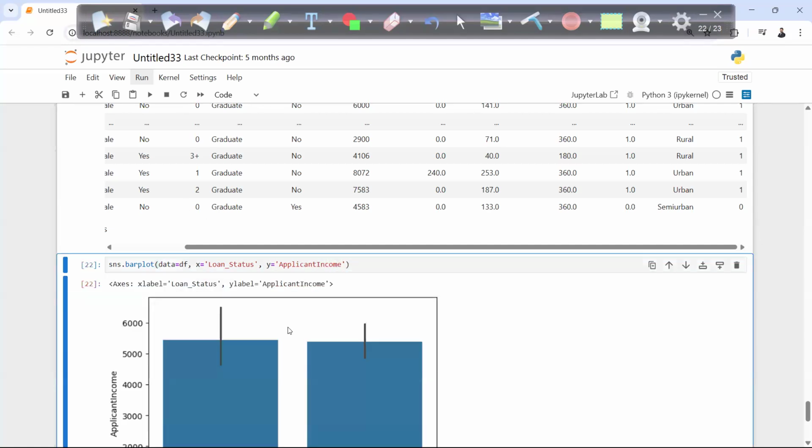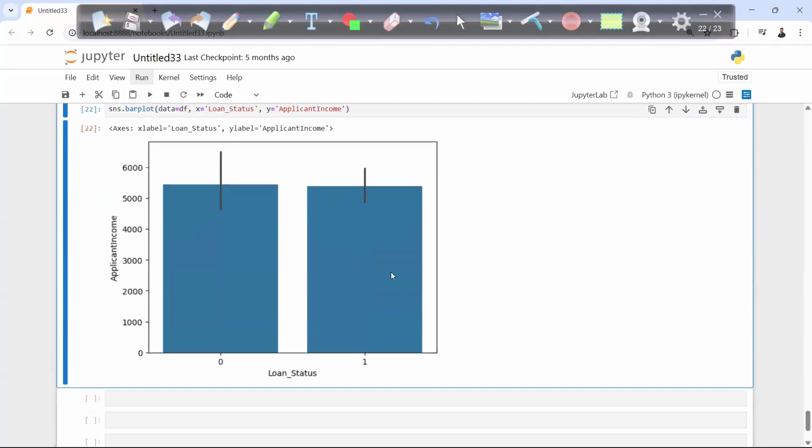So now when I run this, here you can see that I am getting some chart like this. Applicant income for people who are not getting the loan and people who are getting the loan are the same. That means what? Applicant income is as such not important. Why? Because this income which you can see is an average income, right?